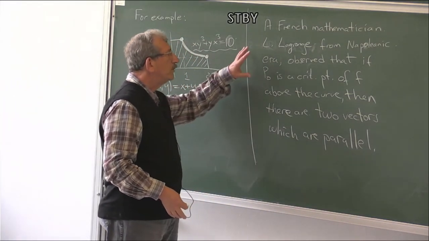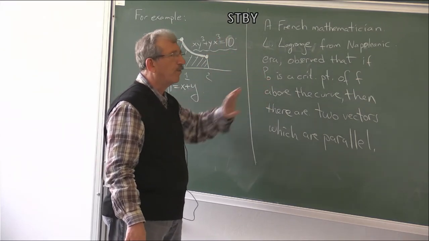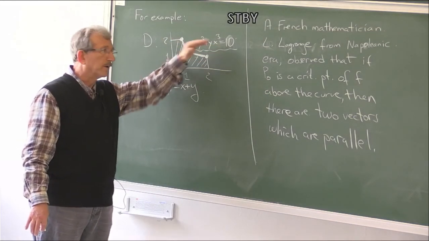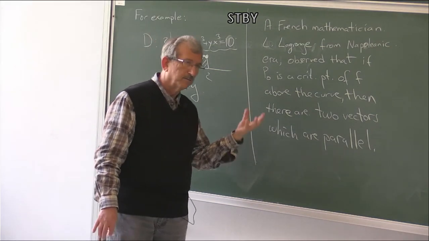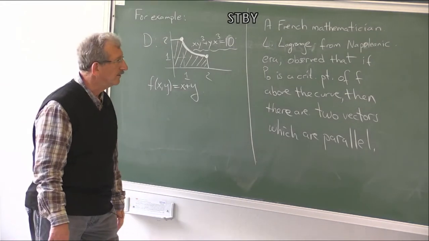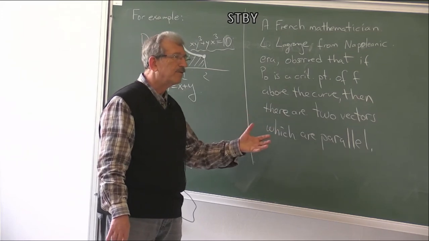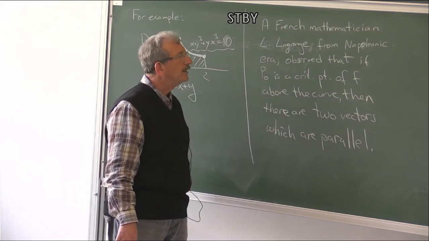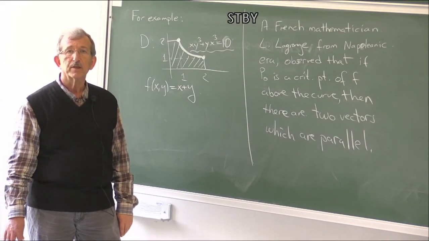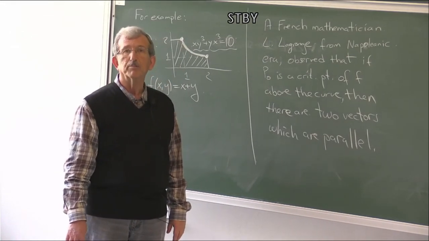So what Louis de Lagrange observed is that if you are looking for a critical point on top of a curve on the surface, that's to say the tangent line will be critical in that sense, then there are 2 vectors which must be parallel. Now, this important observation led to a method known as the method of Lagrange, which makes calculation quite easy. Otherwise, it could be almost impossible.